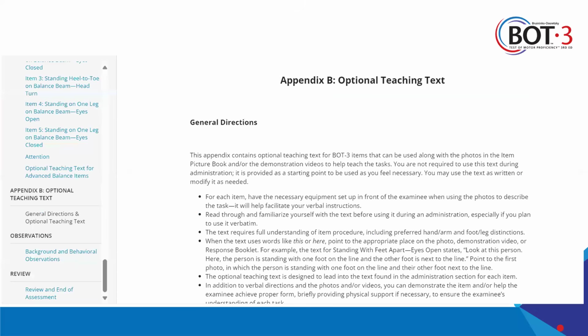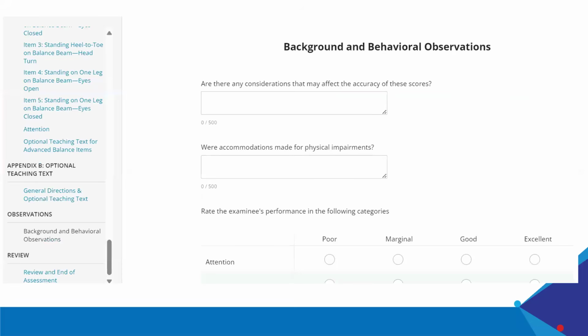At the bottom of the navigation menu, you'll see Appendix B, which contains optional teaching text that you can use when teaching the test items to the examinee. As this is optional, it doesn't have to be used verbatim, and you might choose not to use it at all. There is also space to add background information and record any behavioural observations you'd like to note.